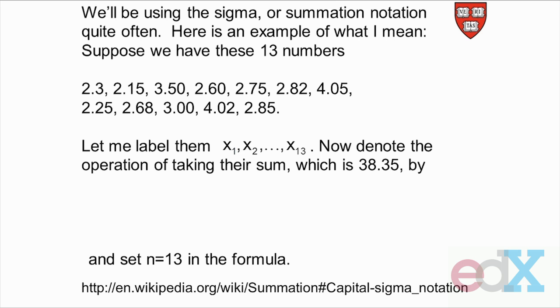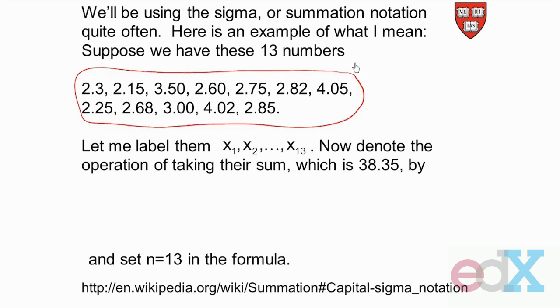Suppose we have these 13 numbers here. So here are the 13 numbers, and let me label them x1, x2, etc. through x13. So we'll use the subscripts to denote the individual numbers. Now, what we want to do is take their sum, which if you just add these 13 numbers up, you'll get that it's 38.35. Now, the way we're going to denote it is by using this sigma notation.